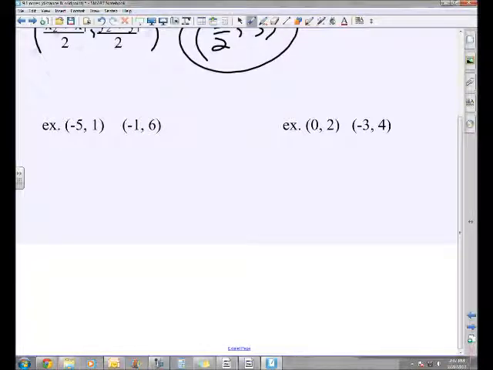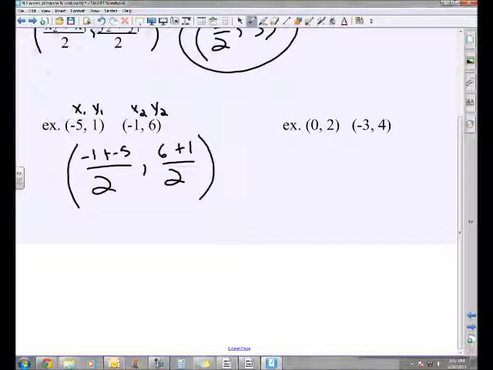We've got negative 5, 1 and negative 1, 6. Well, x sub 1, y sub 1, x sub 2, y sub 2. Let's go to work here. The first part of our coordinate, we're going to start with our x's. We'll add them together. Negative 1 plus negative 5 all over 2. And we're going to have on the other side, we'll have a 6 plus 1 all over 2. Let's go to simplifying. Negative 1 plus a negative 5, the same as a 1 minus 5. We're going to get a negative 6 over 2. And over here, 6 plus 1 is 7 over 2.